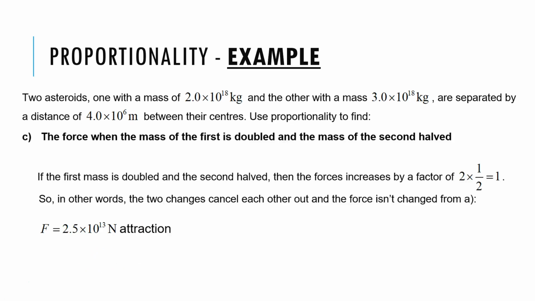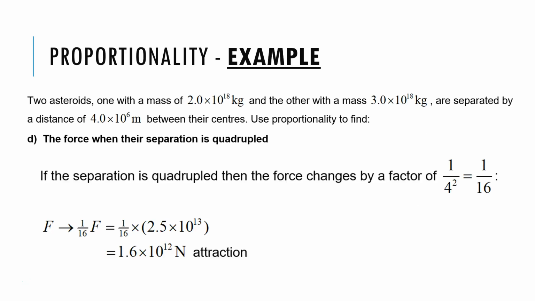Part C, going back to the original answer now, 2.5 times 10 to the power of 13. What happens if we double the first mass but halve the second? Well, doubling the first mass would double the force, but halving the second mass would halve the force. So if we put those two changes together, 2 for the first change, times a half for the second change, that just equals 1, right? So in this case, the two changes cancel each other out, and the magnitude and the direction of the force remain the same. So that's pretty easy too. Again, simple calculations, not hard.